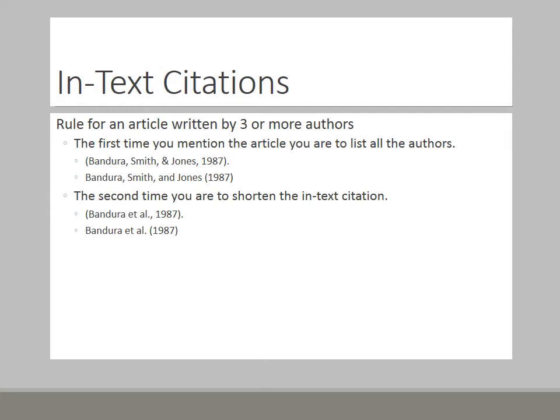When you have an article that's written by 3 or more authors, the rule is the first time you mention the article in your paper, you are to list all of the authors. The second time, you can shorten it in the in-text citation. In other words, you can do Bandura et al. to represent everyone else except for the first one. And the same thing if you're doing an in-text citation, you can do the same thing if you're including the author's name in the sentence.